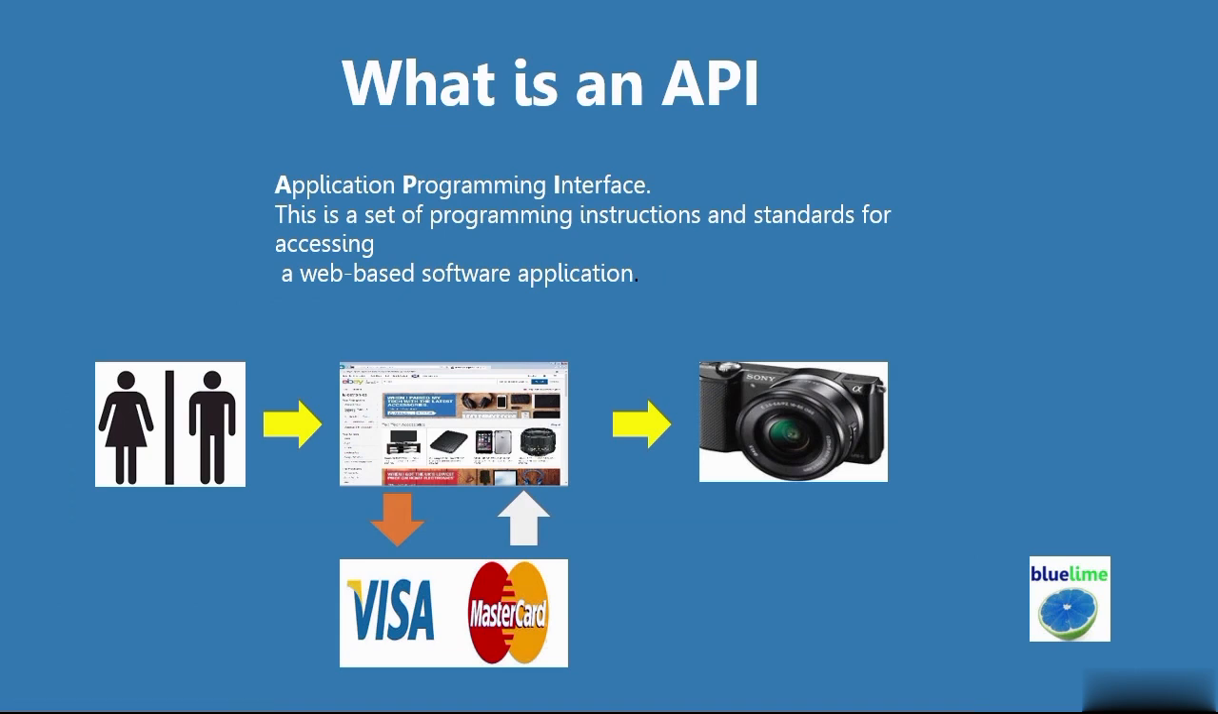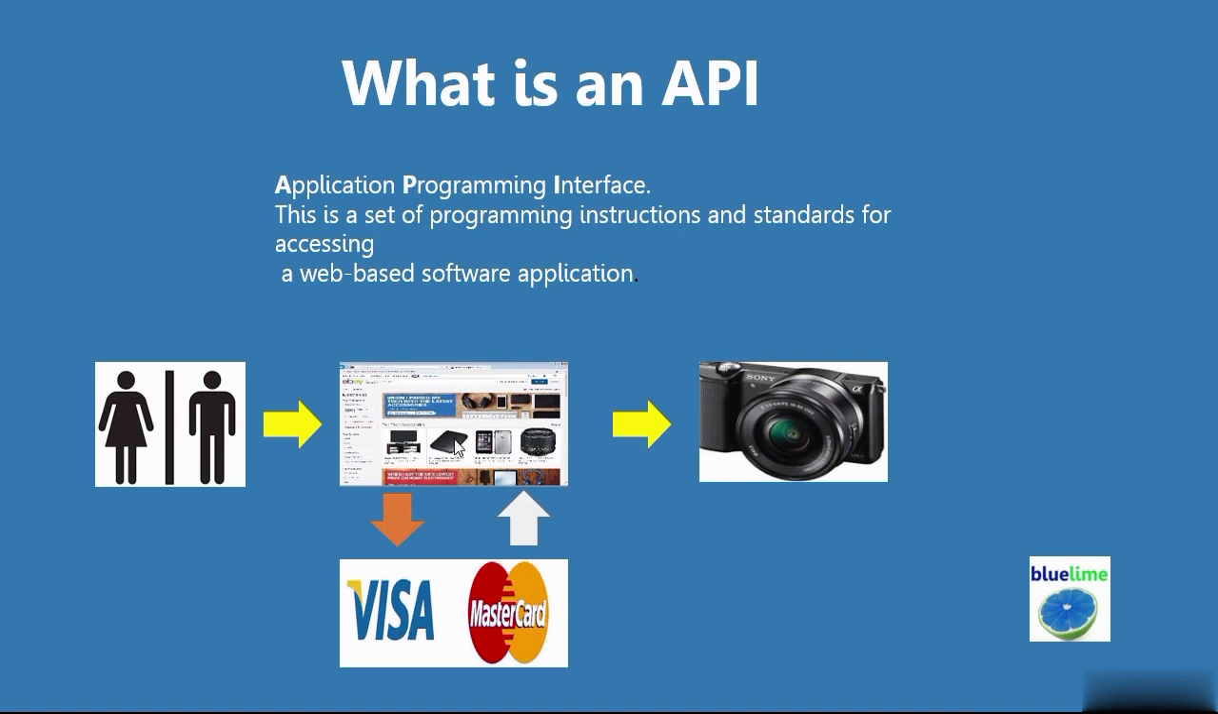So an API stands for Application Programming Interface. It's a set of programming instructions and standards for accessing a web-based software application or web tool. This is an illustration of a transaction that happens on an e-commerce site. So this is the person making the purchase, a male or female. And this is an eBay website.